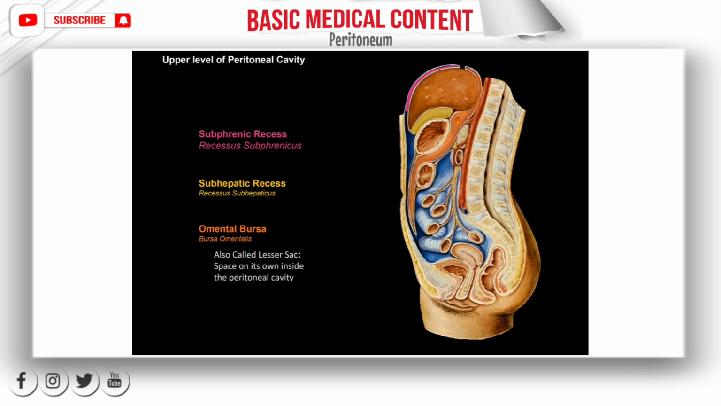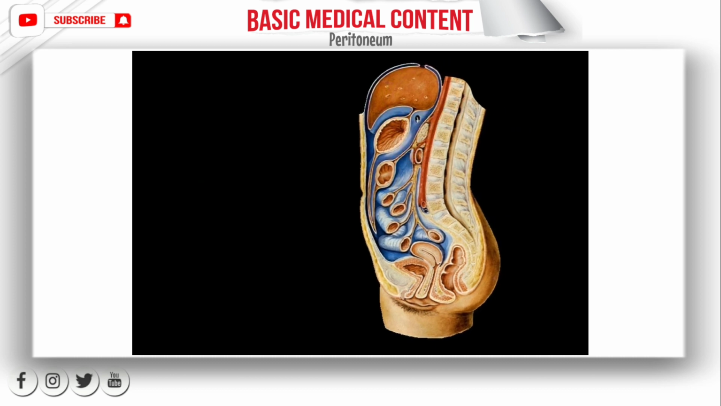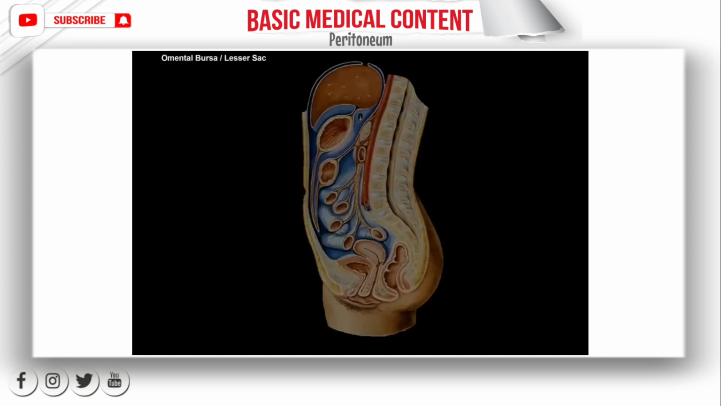Another name for the omental bursa is the lesser sac, because it's a space on its own which contains serous fluid, and I'll show you what I mean. I need you to watch very closely what's about to happen now. With one pen stroke, I am able to draw across the entire cavity, but I will never be able to get to the space underneath the stomach without lifting my pen.